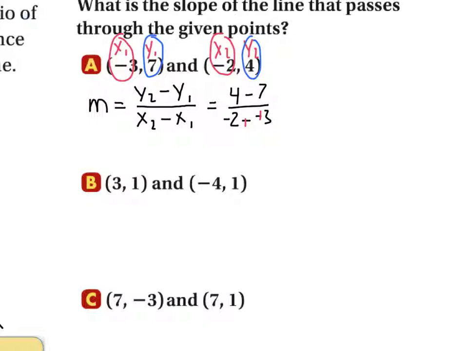So, 4 minus 7, negative 3. On the bottom we have negative 2 plus 3, positive 1. So what is our slope? Negative 3 is our slope. We do need, for graphing purposes, we need to know that it's negative 3 over 1. But as far as plugging into equations and working with the slope, negative 3 is what we want.